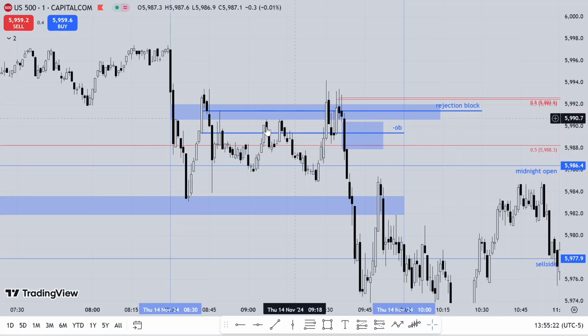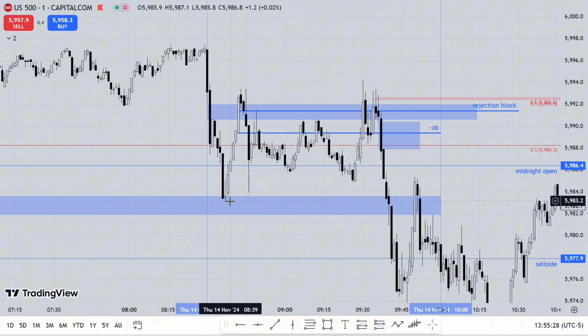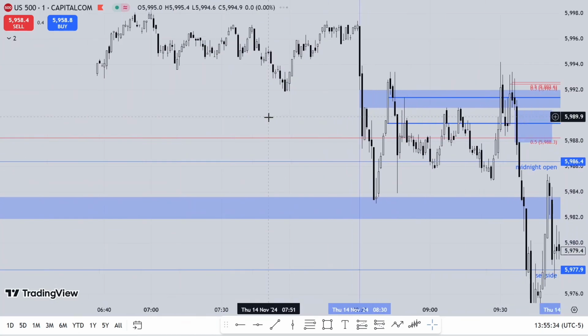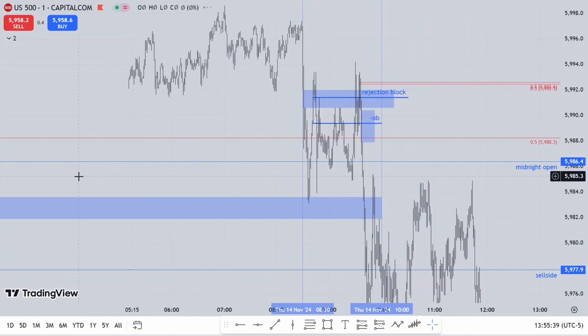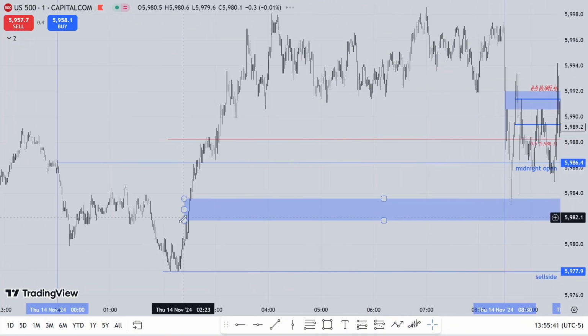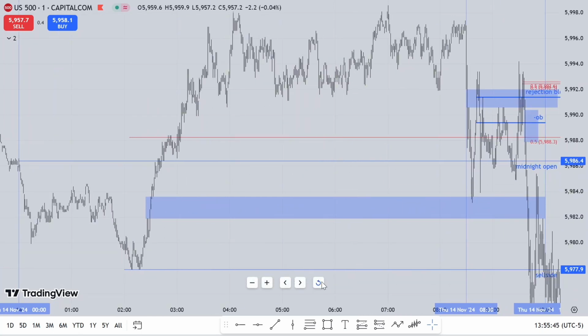And we have this first partial where you have this relative equal lows here, which coincides with a discount PDRA, which is this discount fair value gap here. If you scroll to the left hand side of the chart, you see this here. This is an imbalance that was created here during London's trading. Right, back to it.